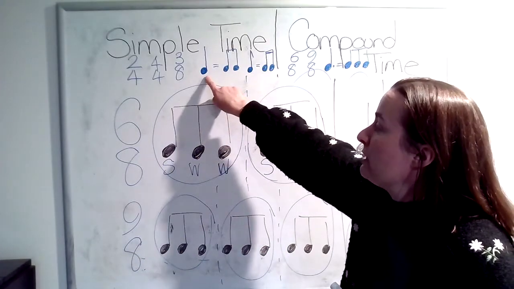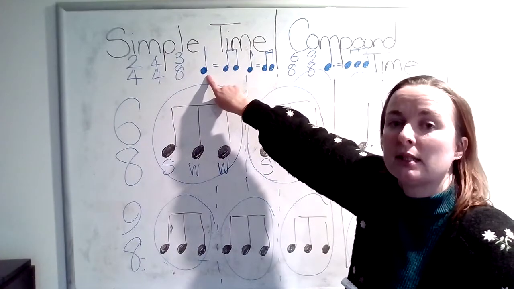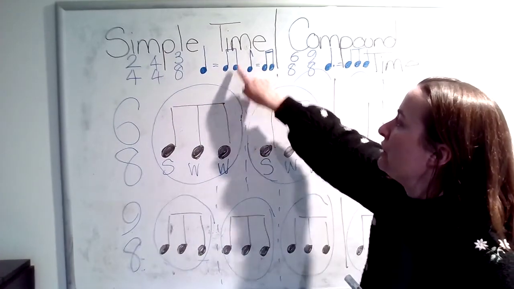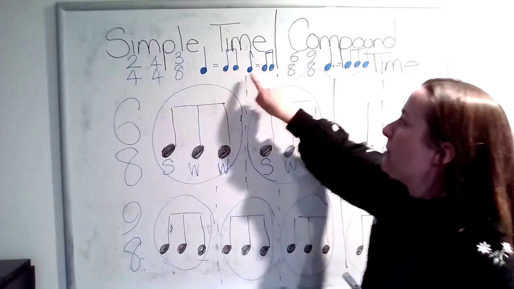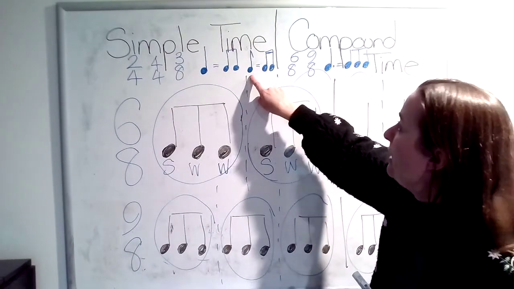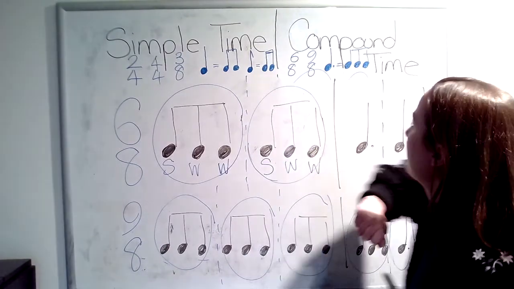So the pulse in 2/4 and 4/4 is a crotchet. A crotchet can be divided into 2 quavers. In 3/8, the pulse is a quaver. This can be divided into 2 semiquavers.